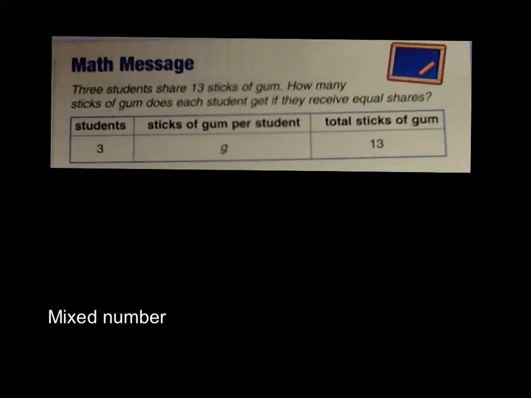Our math message says 3 students share 13 sticks of gum. How many sticks of gum does each student get if they receive equal shares? Okay, so we know that we're doing 13 divided by 3. What does this equal with a remainder? Right, it equals 4 remainder 1. We can write this as a mixed number. That means we're going to have the whole number of 4 pieces of gum, and there's one piece that all 3 girls are going to share.